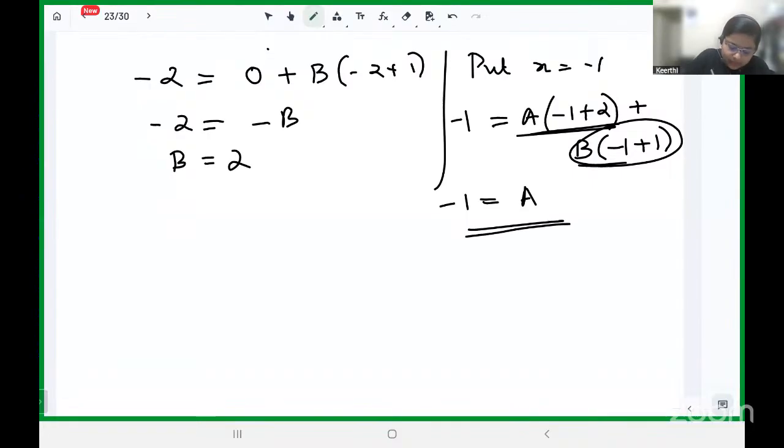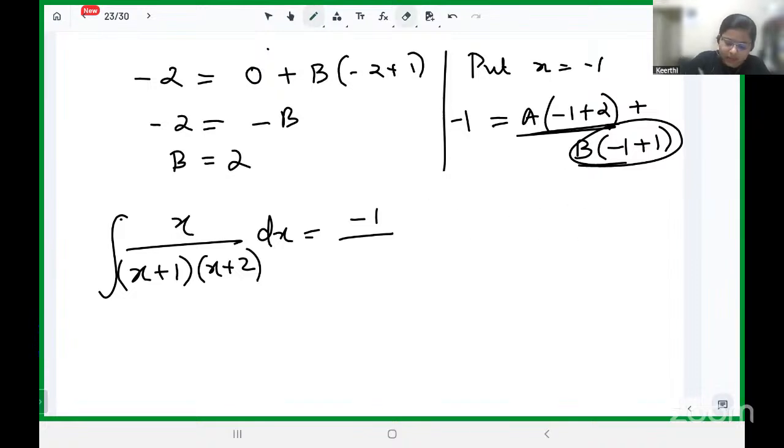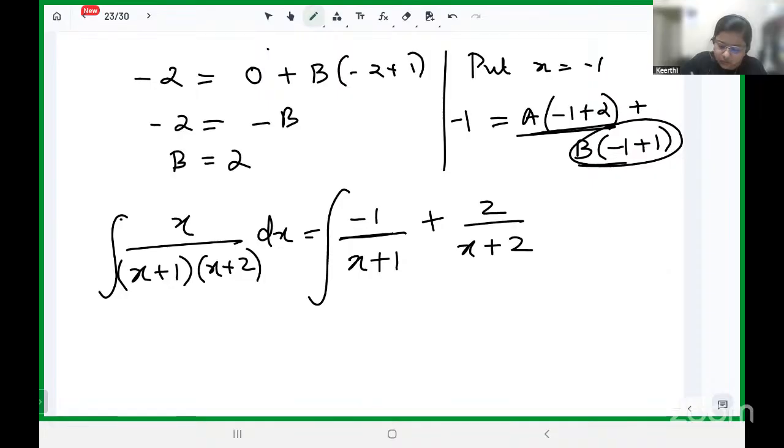Now come back to the question. So we have written this integral x by x plus 1 into x plus 2 as partial fractions, that is a by x plus 1 plus b by x plus 2, right? Now we have got the values for a also. A is minus 1, so it is integral minus 1 divided by x plus 1 plus 2 by x plus 2. The value of b is 2, right? dx.